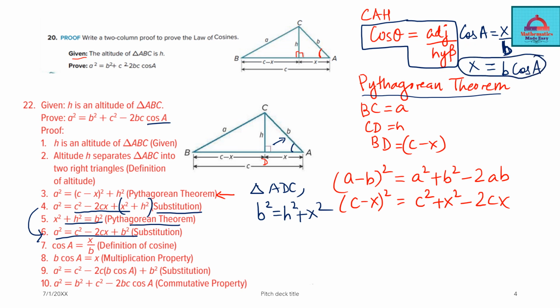So now in place of this value, I'm going to put that value for the angle. So this comes out to be, after substitution, a square equal to c square minus 2bc cos A plus b square. So we use substitution, we use commutative property, and we get the last step. So that's how you do the proof for law of cosine.